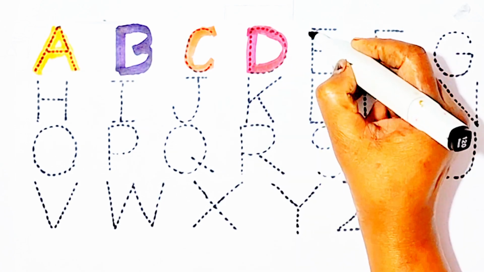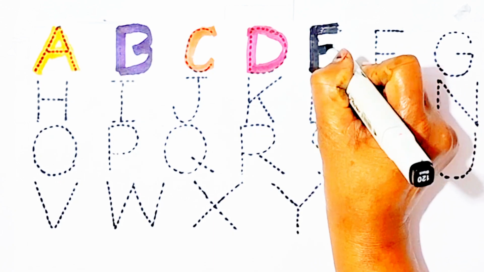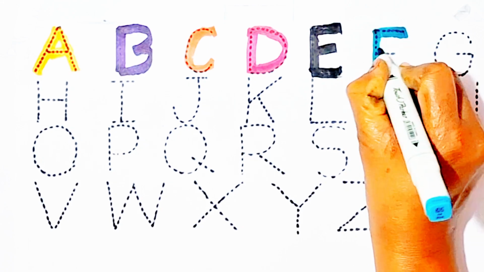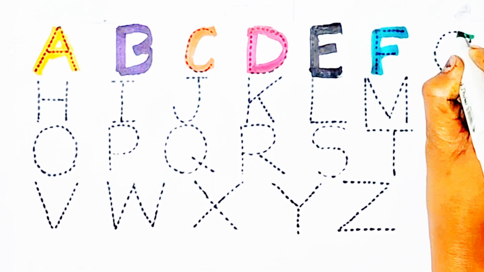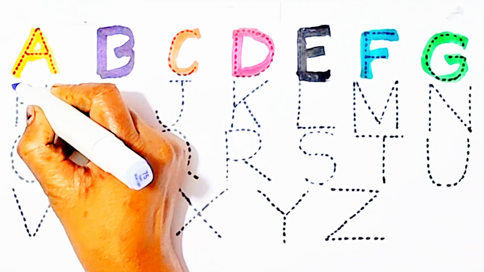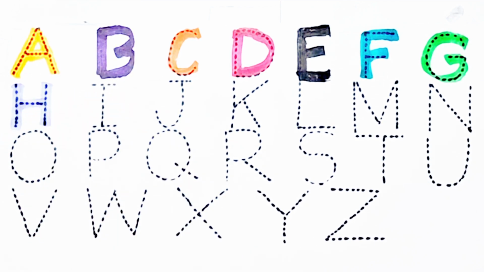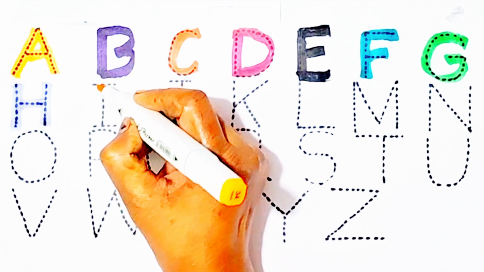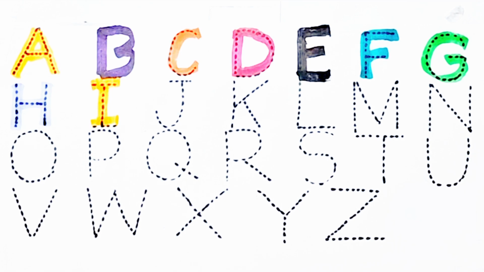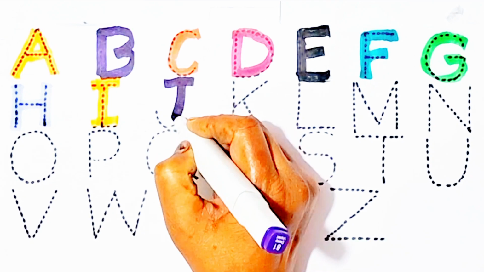D for date. E for elderberry. F for fig. G for grapes. H for honey, honeydew. I for Indian apple. J for jackfruit.